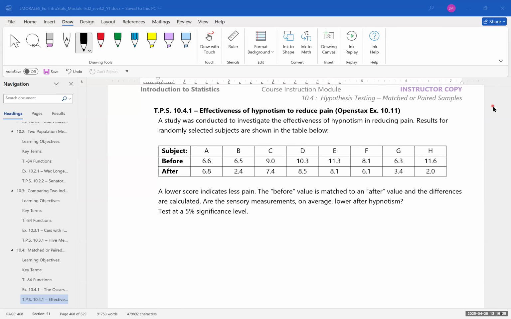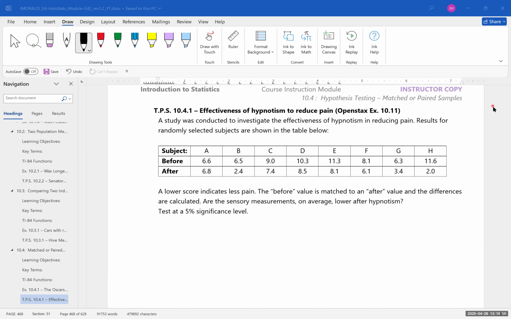All right, let's do a think, pair, share. Again, this is one that you should try on your own and then come back and watch my instruction. So this is on the effectiveness of hypnotism to reduce pain. A study was conducted to investigate the effectiveness of hypnotism in reducing pain. Results for randomly selected subjects are shown in the table below. A lower score indicates less pain.